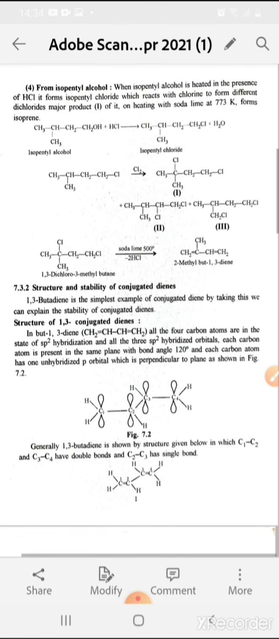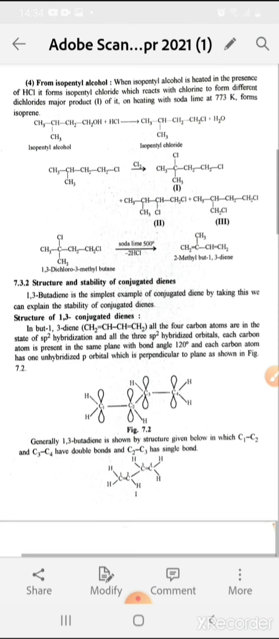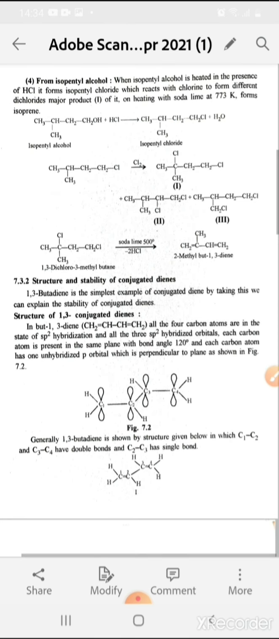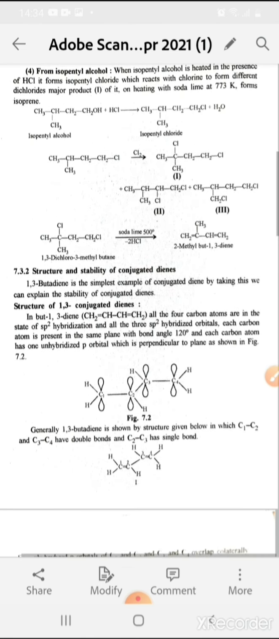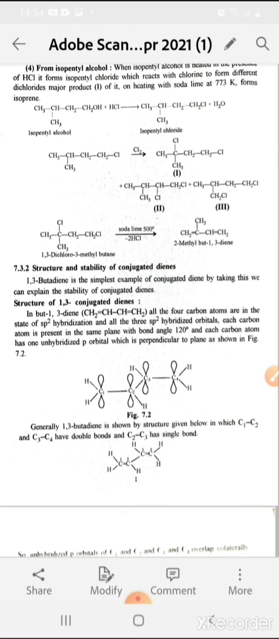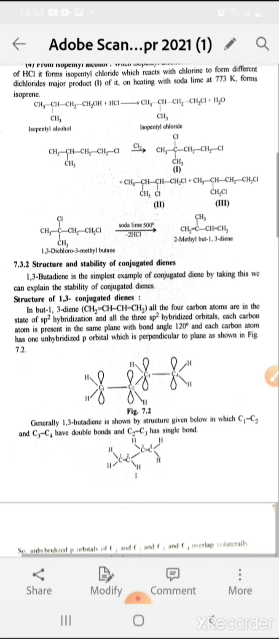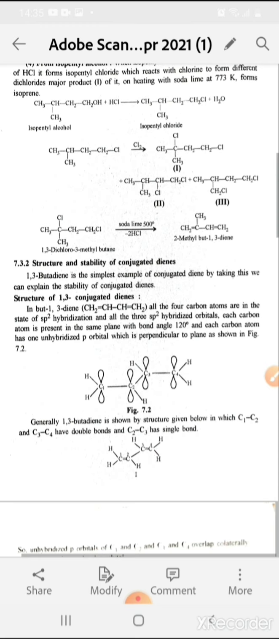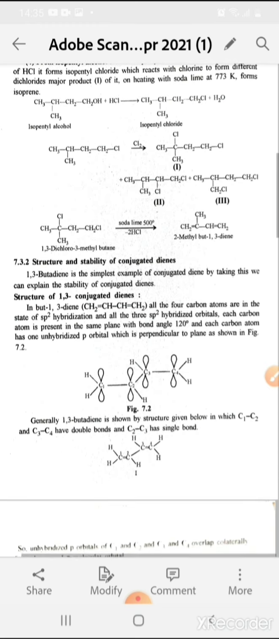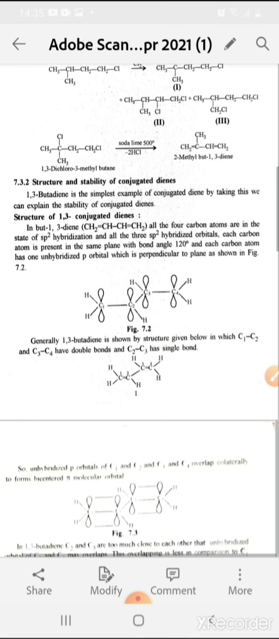1,3-butadiene is the simplest example of conjugated diene. By taking this, we can examine the stability of conjugated dienes. So we study the structure of 1,3 conjugated dienes. In buta-1,3-diene, all the 4 carbon atoms are in the state of sp2 hybridization, and all the 3 sp2 hybridized orbitals on each carbon atom are present in the same plane with bond angle 120 degrees, and each carbon atom has one unhybridized p orbital which is perpendicular to the plane, as we can see in this picture.